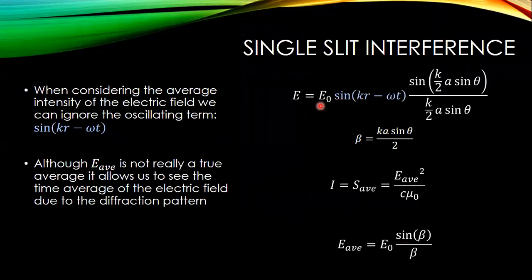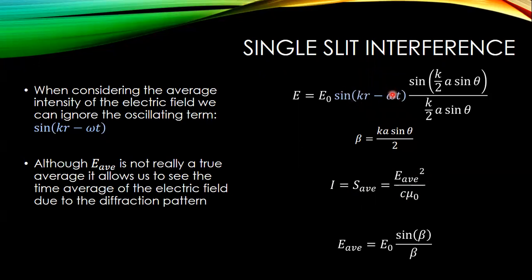Once again, we see intensity, and intensity is going to be equal to the electric field squared divided by the speed of light divided by the permeability of free space. Essentially, the intensity, which is what we're interested in, is going to be proportional to the time average of the electric field squared. Again, this thing's oscillating with respect to time.